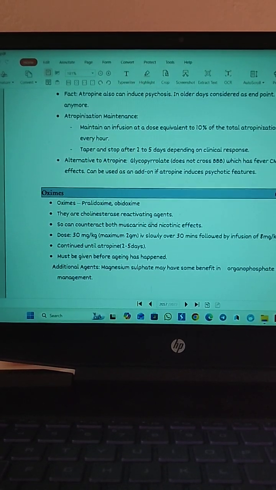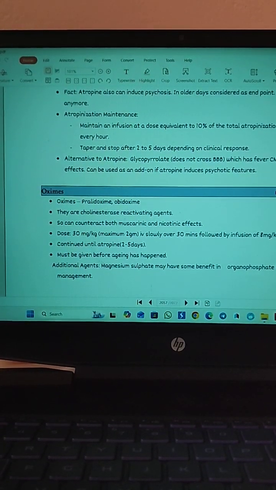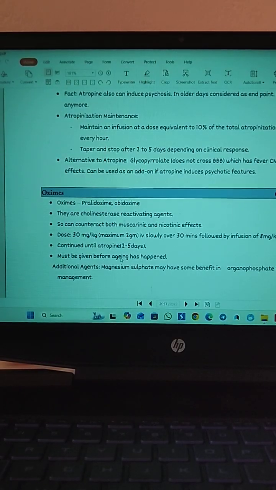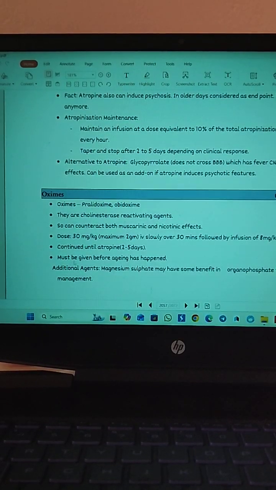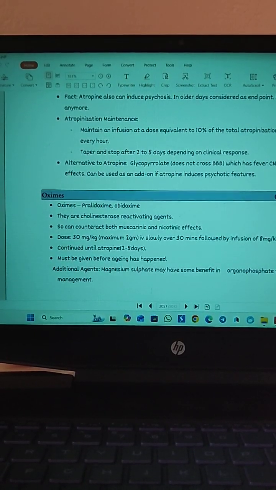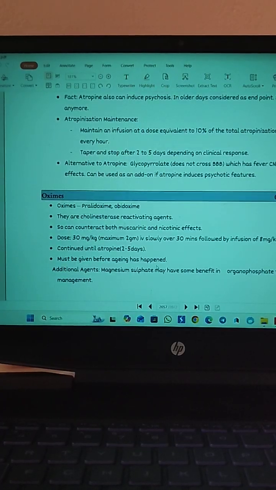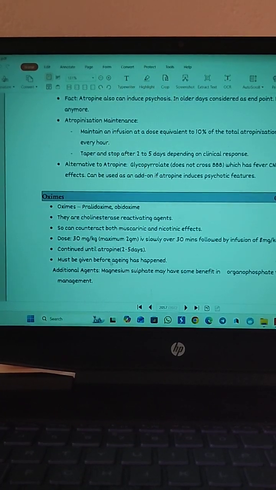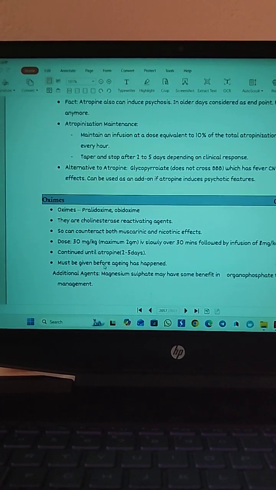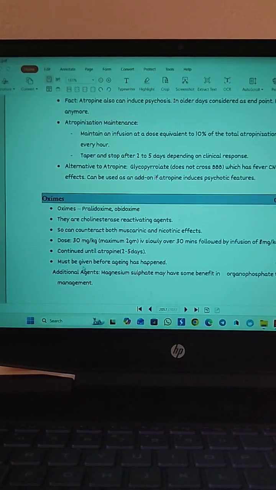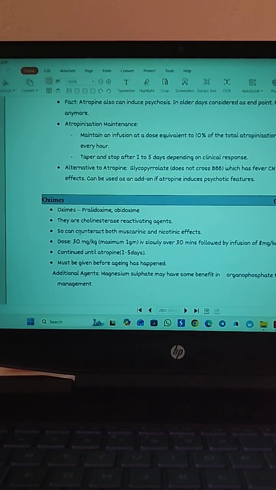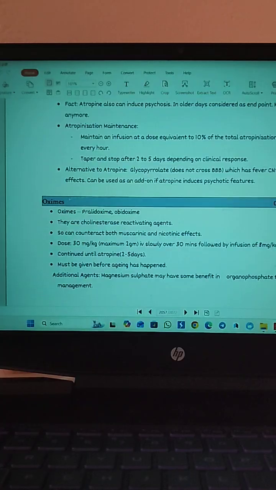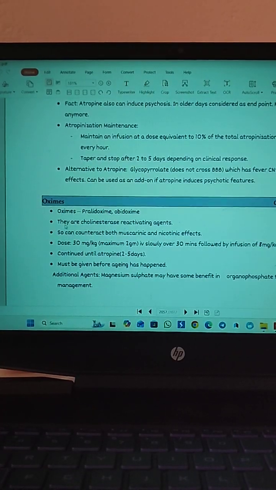Okay, I told that when these compounds get aged, then this cannot be given. This should be given before the aging has happened. If the aging has happened, then it is an irreversible compound. We can't reactivate that enzyme. So before getting aged, we can give the cholinesterase reactivating agents like oximes. Oximes can be given, and these can counteract both muscarinic and nicotinic effects.